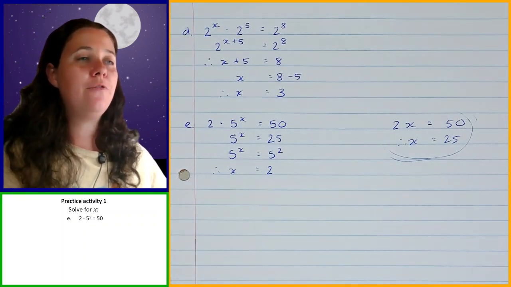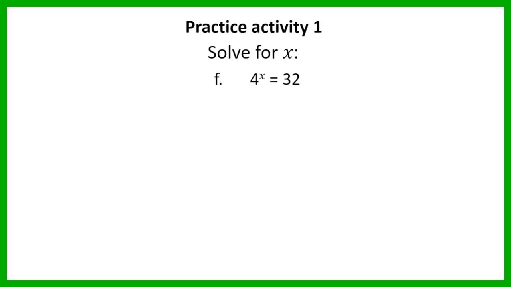Then question F. Over here, you've got 4 to the power of x equals 32. Now, again, this is one that you're going to have to think about very carefully. I'm going to give you 1 minute to try and solve this equation.